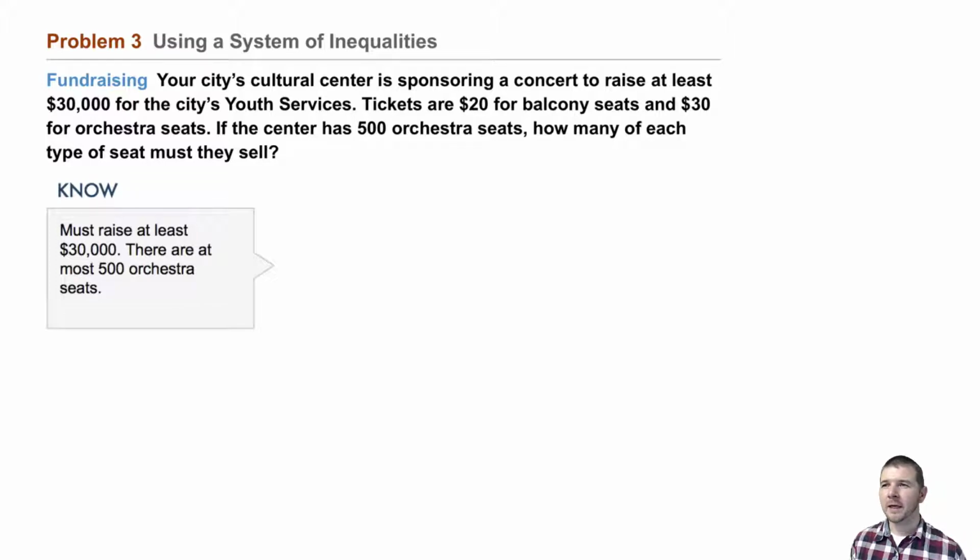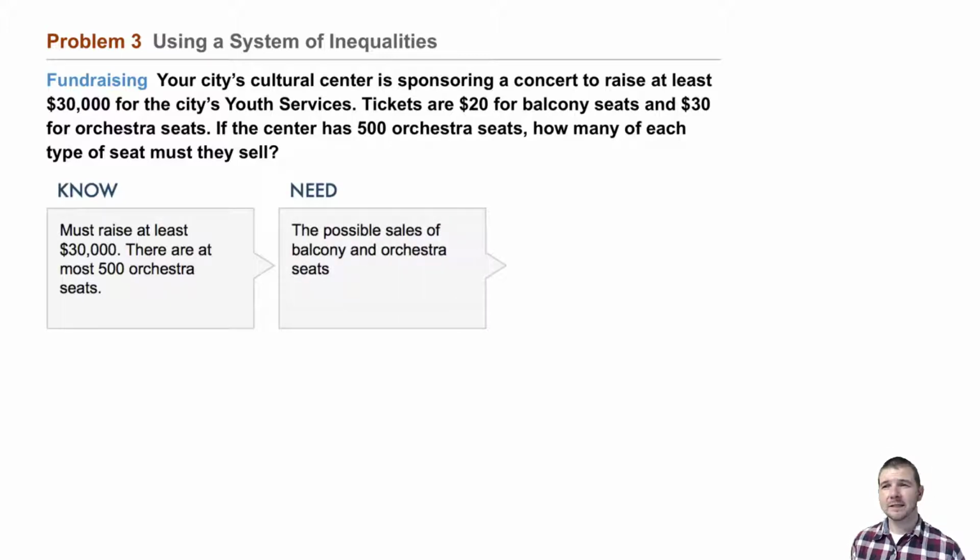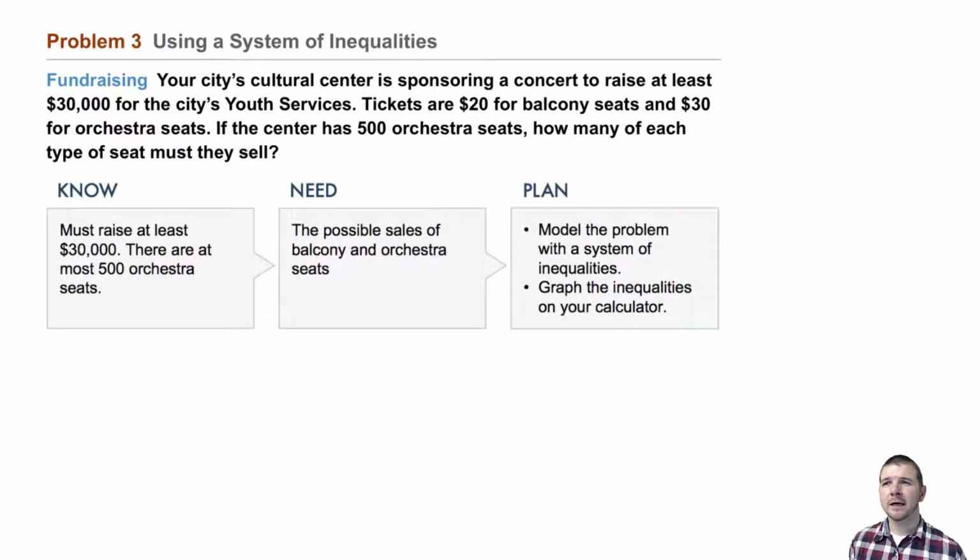First, consider what you know. You know they must raise at least $30,000, and you know there are at most 500 orchestra seats available. Next, consider what you need. You need the possible sales of balcony and orchestra seats. And so your plan: model the problem with a system of inequalities. Graph the inequalities on your calculator.